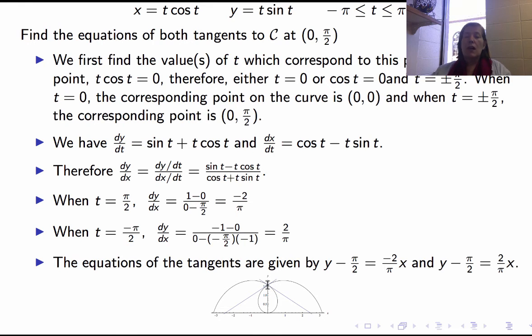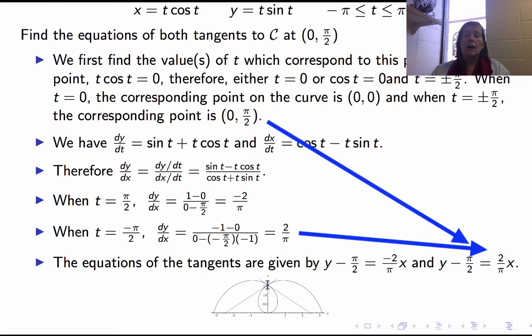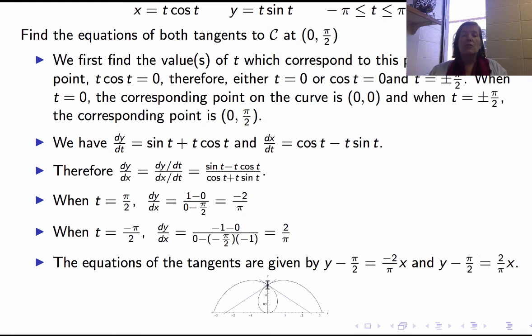The equations of the tangents are given by y minus y1 equals m times x minus x1, where x1, y1 is the point on the curve and m is the slope. So we have y minus pi over 2 equals minus 2 over pi x, and also y minus pi over 2 equals 2 over pi x. So these are the two tangents with slopes minus 2 over pi and 2 over pi respectively, which run through the point 0, pi over 2.